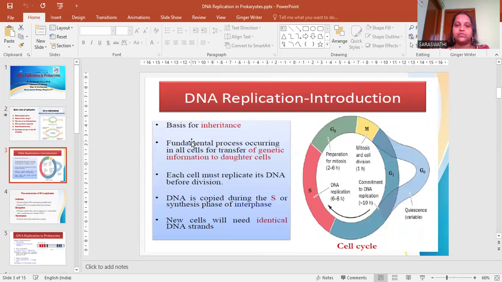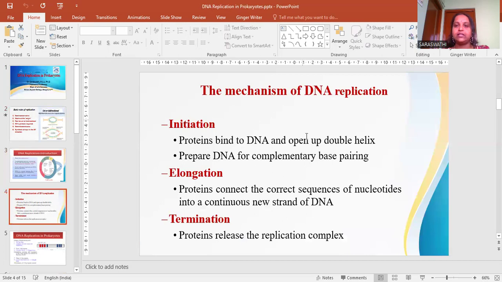DNA replication is the basis for inheritance. This is the cell cycle. We have the M phase, and the G1, G0 phase, S phase, and G2 phase. Usually the cell cycle is divided into interphase, from G1 to G2, and the M phase, where we have mitosis and meiosis as division, somatic division as well as reproductive division. Replication happens in the S phase of the interphase of the cell cycle.